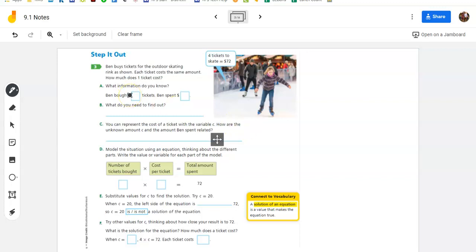So let's look at A. What information do you know? I know that he bought 4 tickets. Ben spent $72. Okay, what do we need to find out? We need to find out the cost of one ticket. You can represent the cost of a ticket with the variable C. How are the unknown amount C and the amount Ben spent related? So the cost C times 4 equals 72.